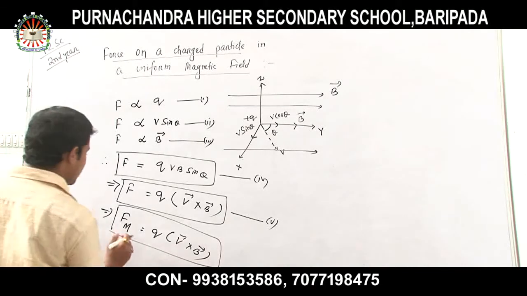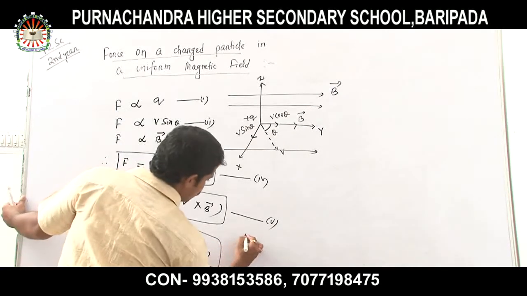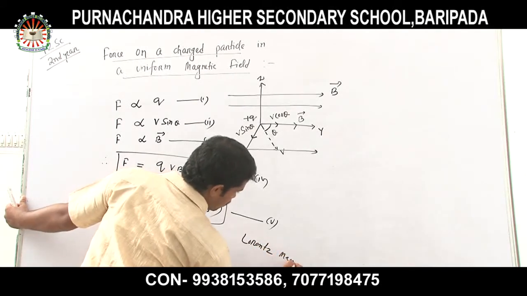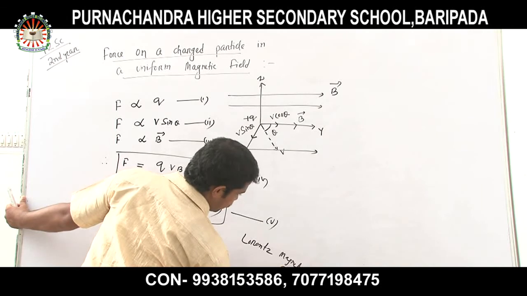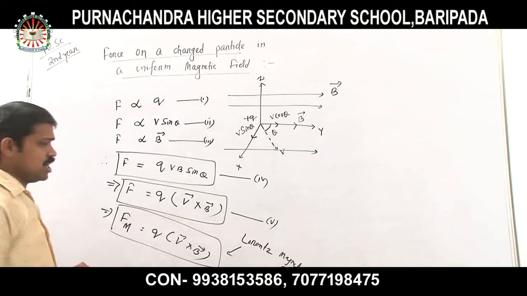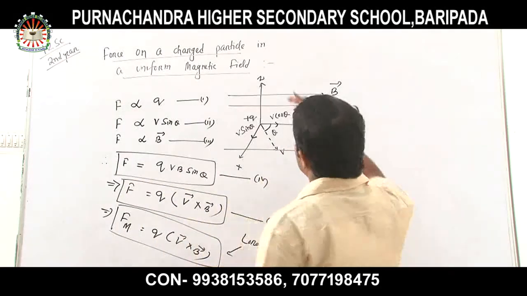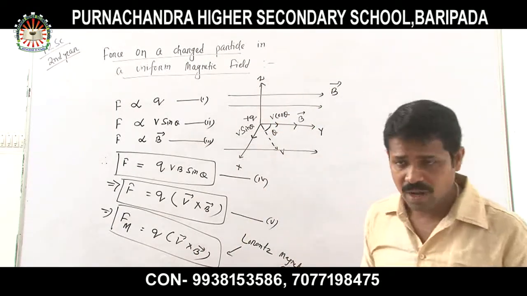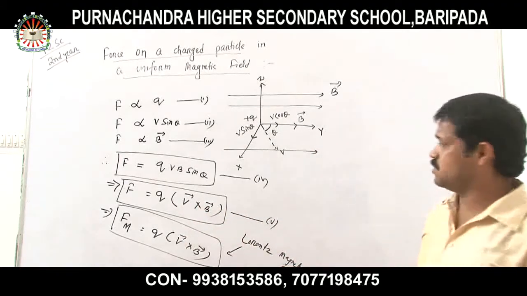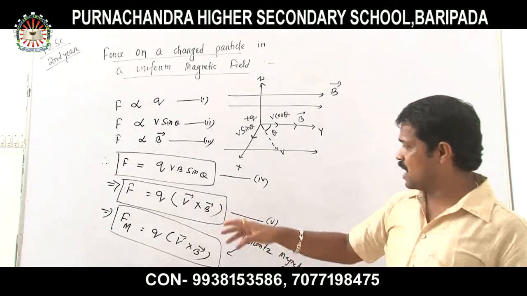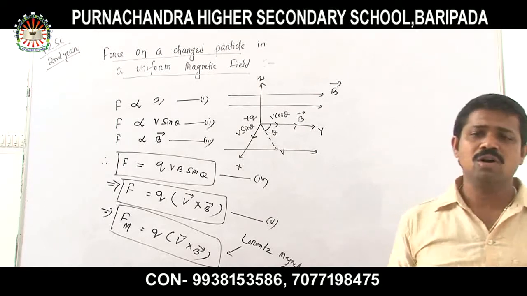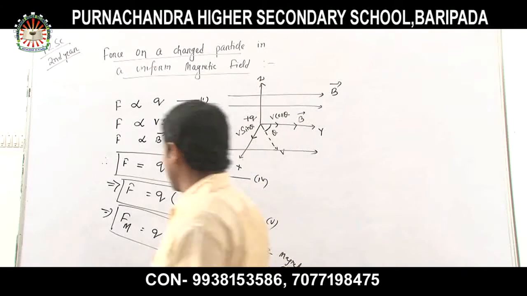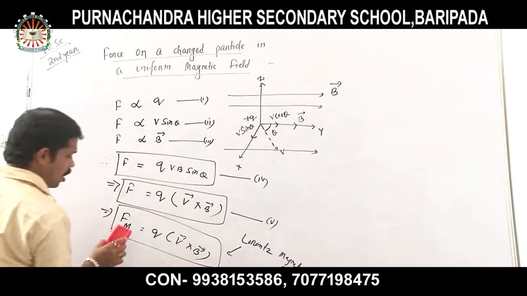This expression is nothing but what is called the Lorentz magnetic force. Clear all of you? Now this is the force on a charged particle in a uniform magnetic field. That is called your Lorentz magnetic force. The value becomes F is equal to q into v cross B. Clear? Okay.